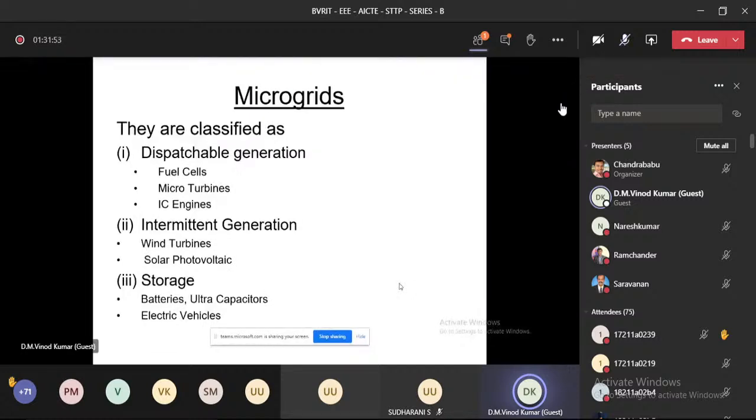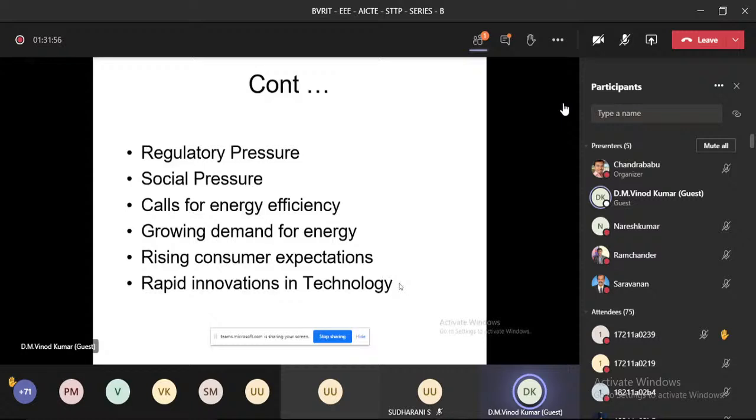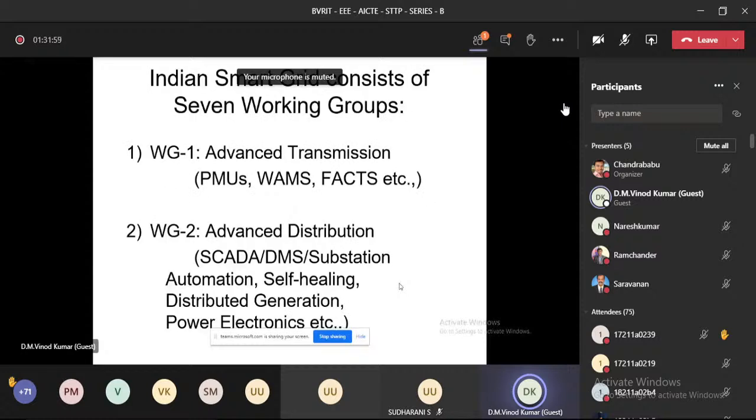And with respect to the smart grid, there are seven working groups in India. Generally, the chairman for these smart grid working groups is Sham Petoda. In this, working group 1, advanced transmission, will take care of PMUs, WAMS, wide area measurement systems, that is wide area control, wide area monitoring, wide area protection, and FACTS devices, etc. Because of the blackout, India still has only one SVC, at IIT Kanpur, but the Government of India has installed several TCSCs.